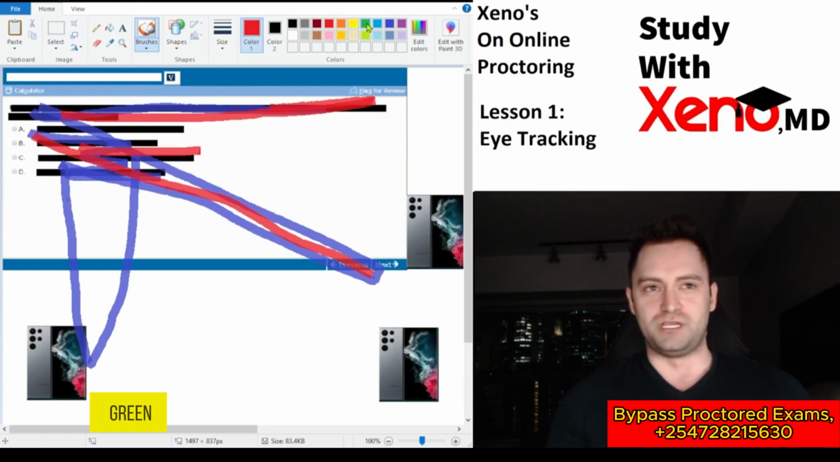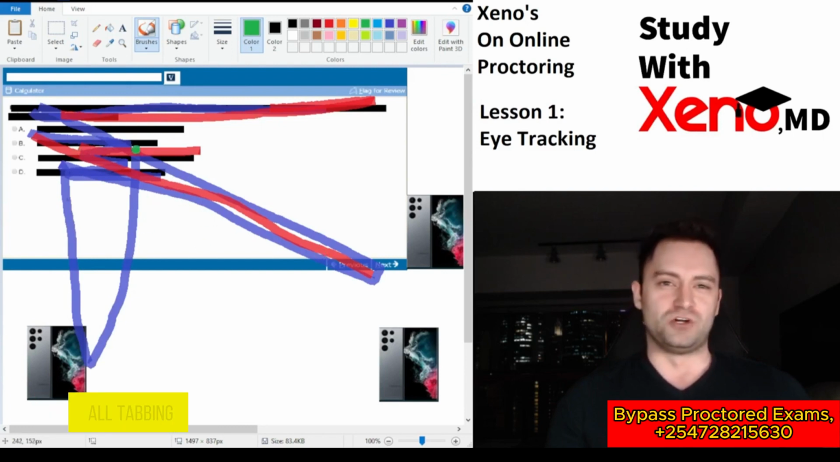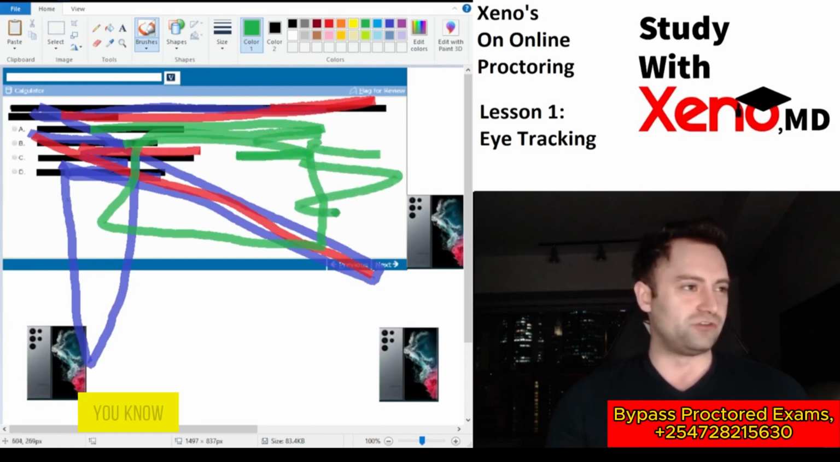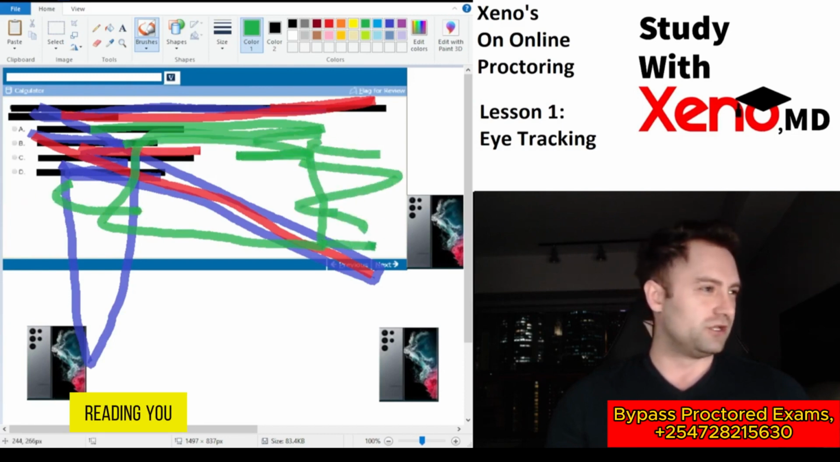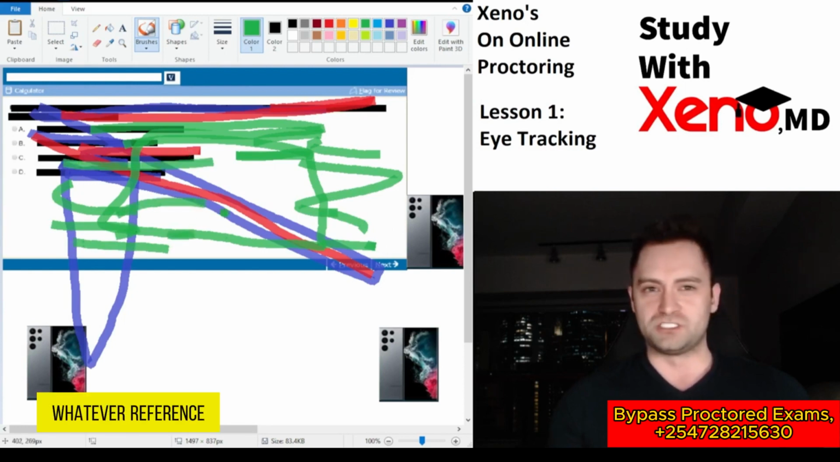And we'll do this one in green, but that's not the case also, because just like with the red and the blue, we expect your eyes in these three spaces, and it's kind of like a predictable pattern. If you're alt tabbing and going on Google, you're going to be looking all over your screen, down in this corner or that corner, reading, trying to find whatever reference you think is going to help you figure out the answer.